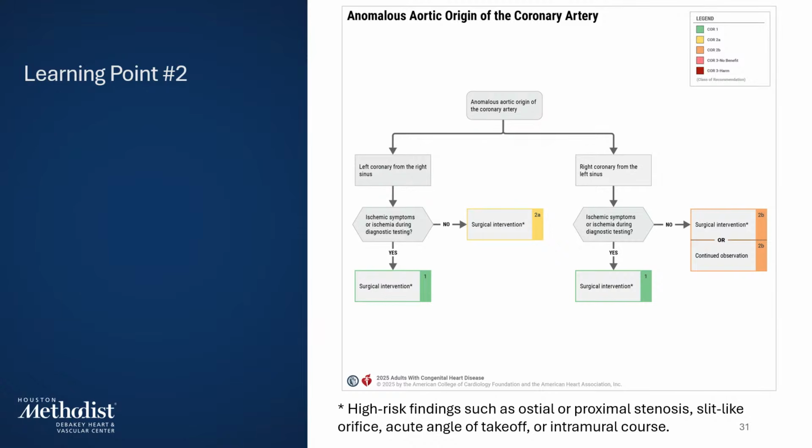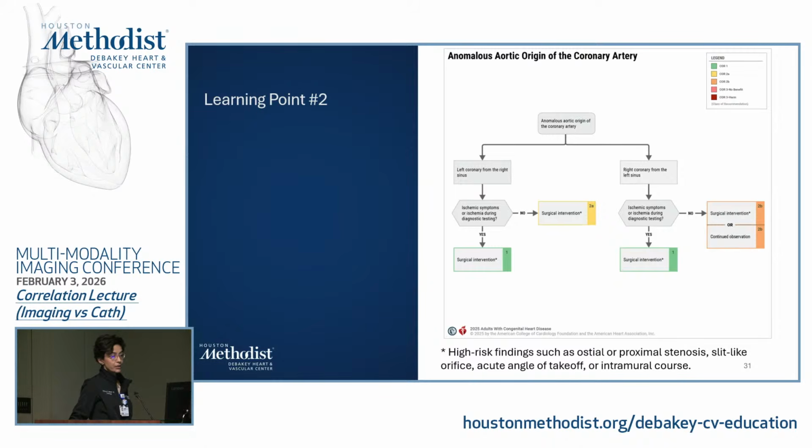For the left coronary artery, if the patient doesn't have any ischemic symptoms and has normal stress testing, but has high-risk findings, as we discussed in previous slides, the patient can still go to surgical intervention with a class 2A indication. For the RCA, in the same scenario, surgical intervention will be a 2B indication, or continued observation is also an option within the 2B indication for these patients.